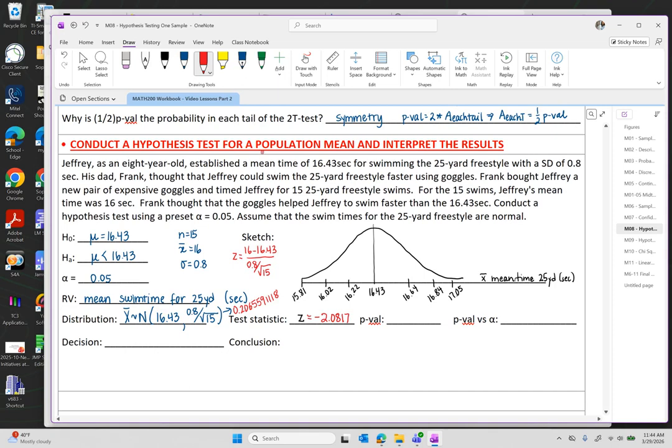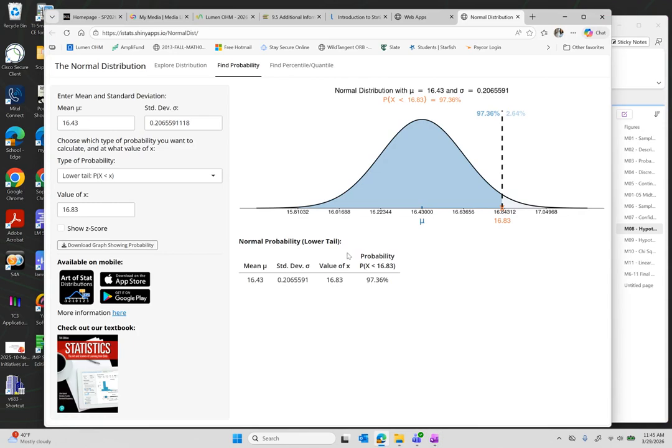And that is, if I go here in the Art of Stat and I say that I want to find the value of x to be 16 and I ask it to show me the z-score, the z-score will be negative 2.081729. It gives it to me with a little more accuracy here than what I wrote.